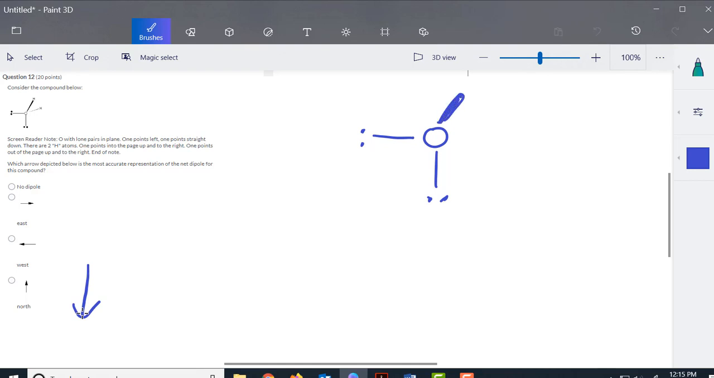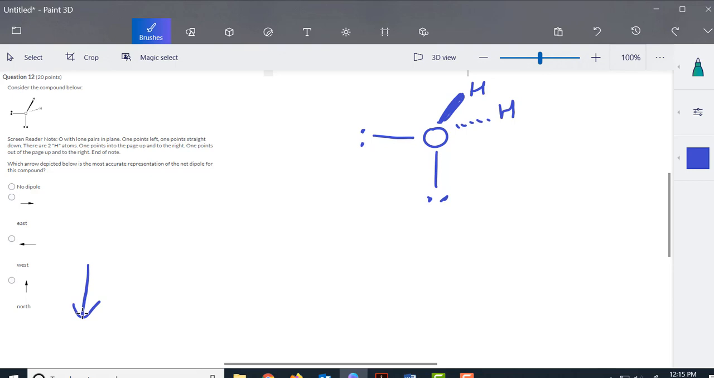Now a little bit about the notation here. This wedge is indicating that the hydrogen is coming out of the screen, whereas this dash here is indicating that the hydrogen is going into the screen. So what's going to happen here is we're going to create some dipoles here.